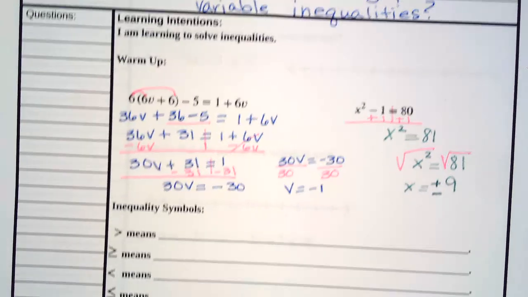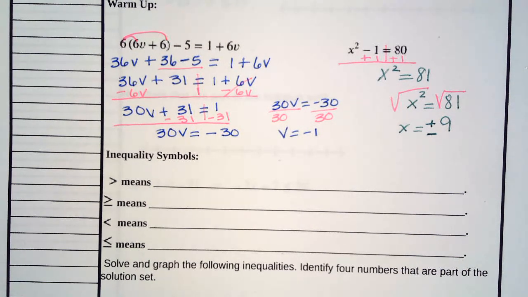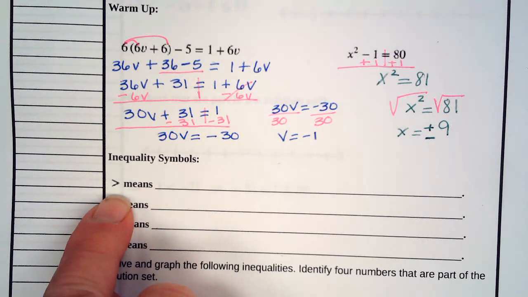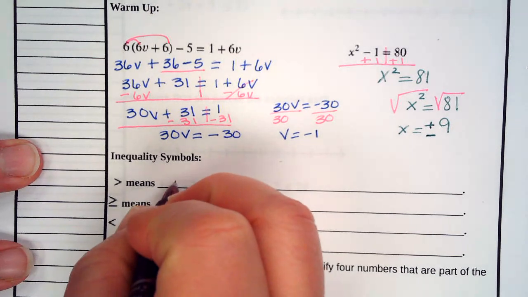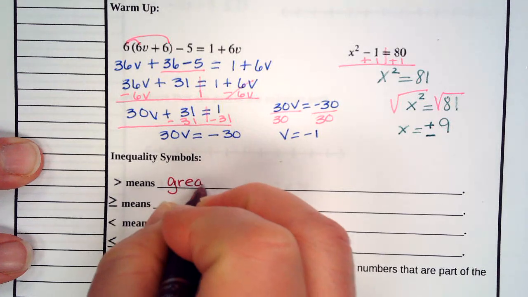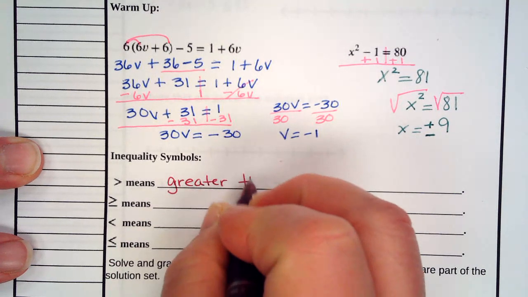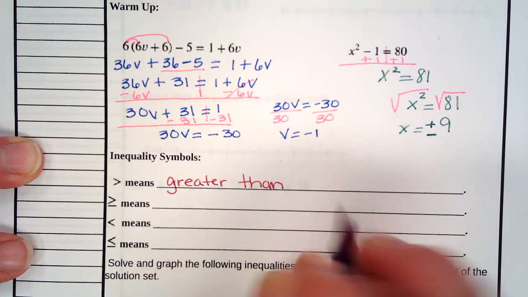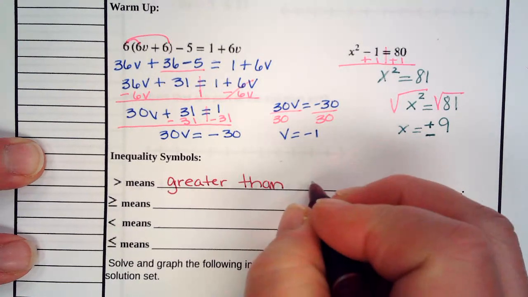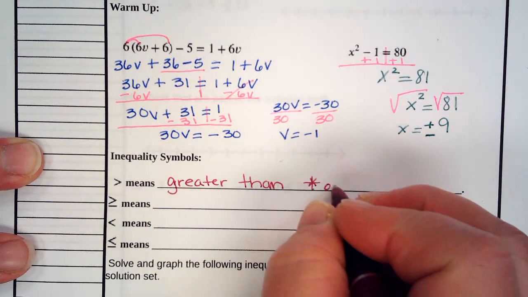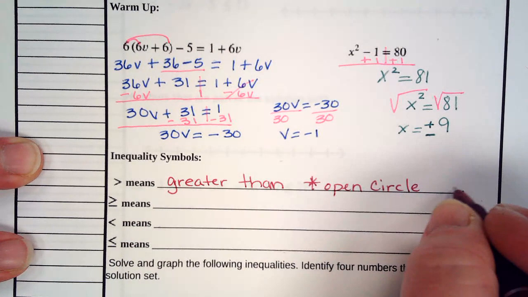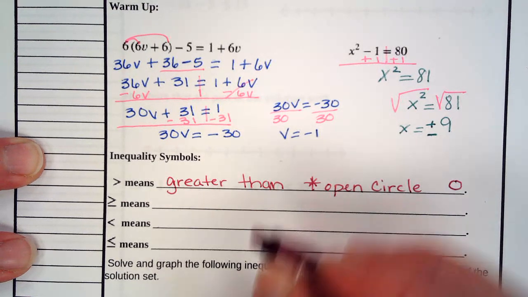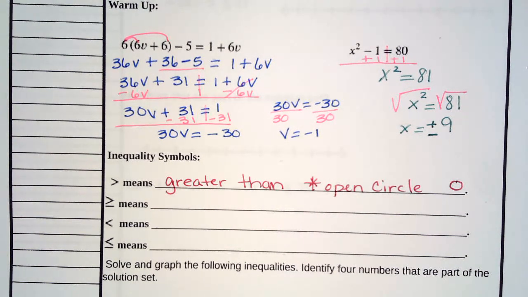So before we get started, we've got 4 symbols you have got to know the meaning of and how you graph them. The first one means greater than. Okay, greater than means it's not equal to. This would be an open circle. So when you get ready to graph it, you'll have that open circle.